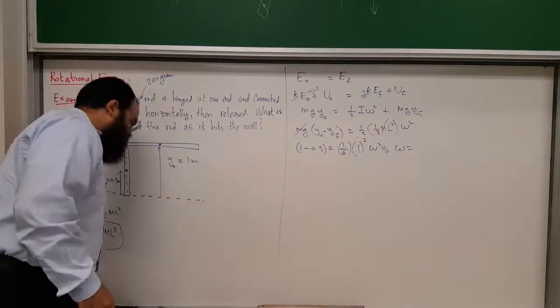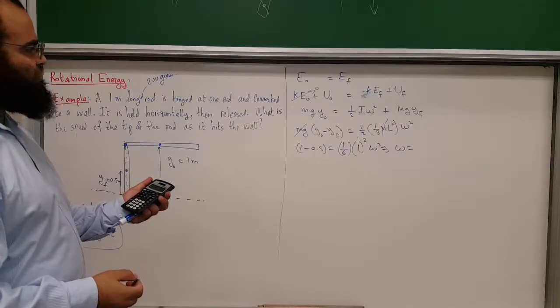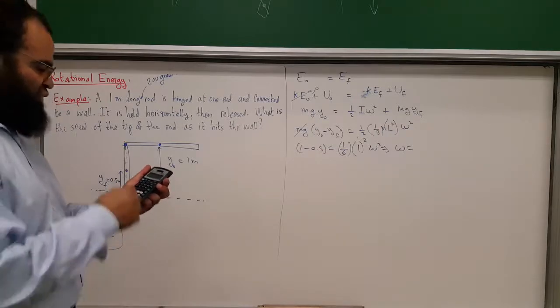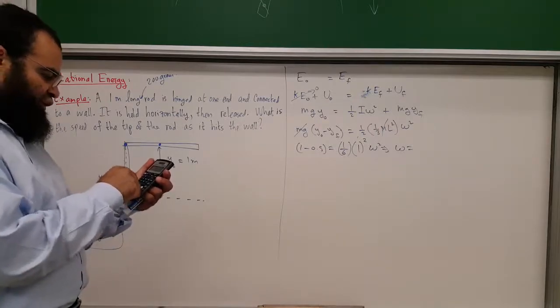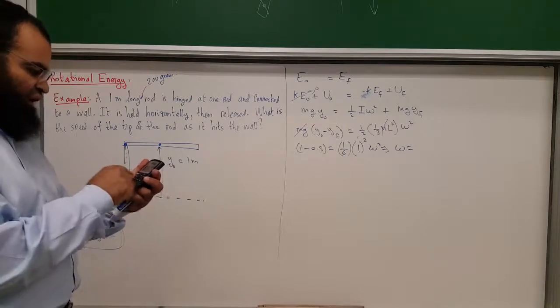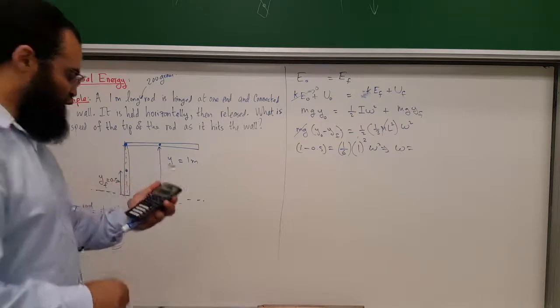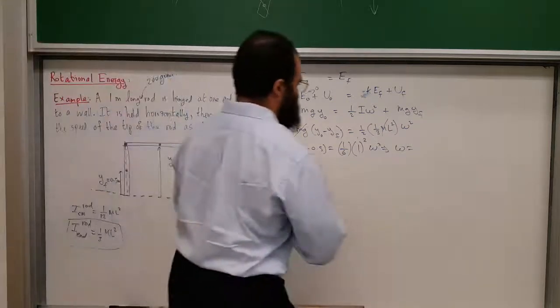Let me get my calculator here, and I get 0.5 times 6, square root. So that's the square root of 3, basically. Yeah, square root of 3, which is 3 to the 1/2. I get 1.732. About 1.732.